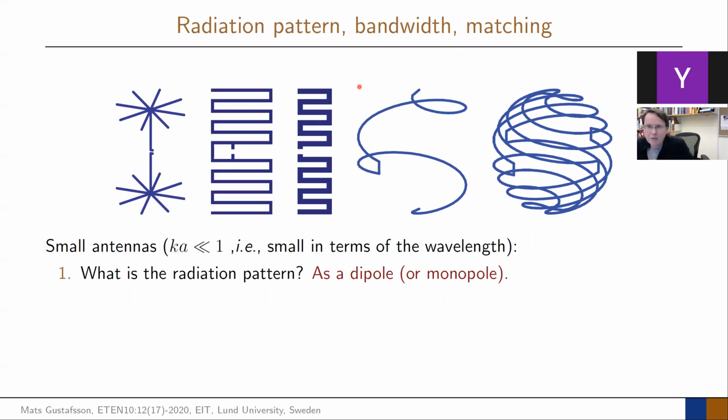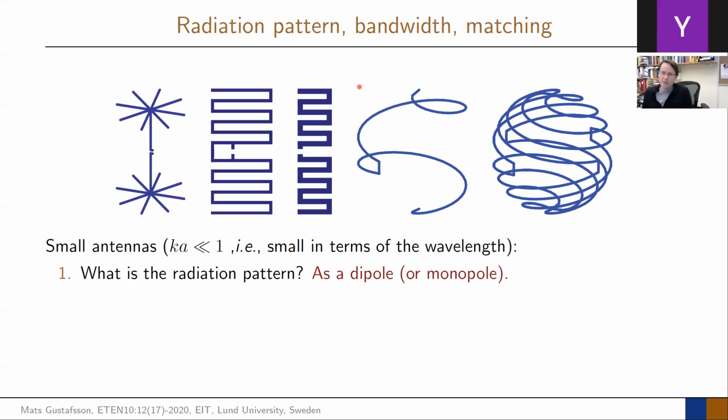Okay, so we will continue with these small antennas and see what kind of properties they have. This is the case when we shrink the size of our dipole, basically. So we can ask different types of questions here. If we take the first one, we can ask what kind of radiation pattern they have.